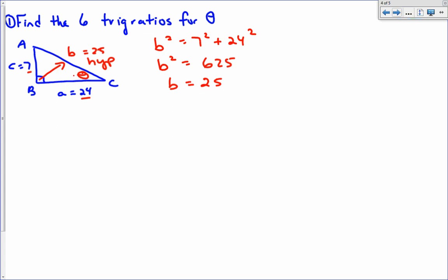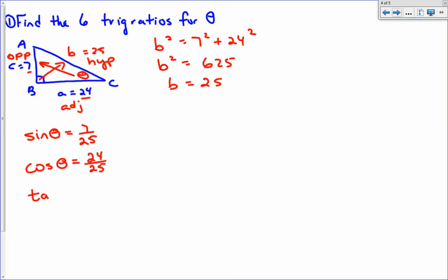Theta is our reference angle, so we'll go across from there, and so C, with a value of 7, is our opposite, and A with a value of 24 is our adjacent. So now we can fill in what these 6 trig ratios are. The sine of theta is opposite over hypotenuse, so 7/25. The cosine of theta will be 24/25, adjacent over hypotenuse, and the tangent of theta will be 7/24, opposite over adjacent.